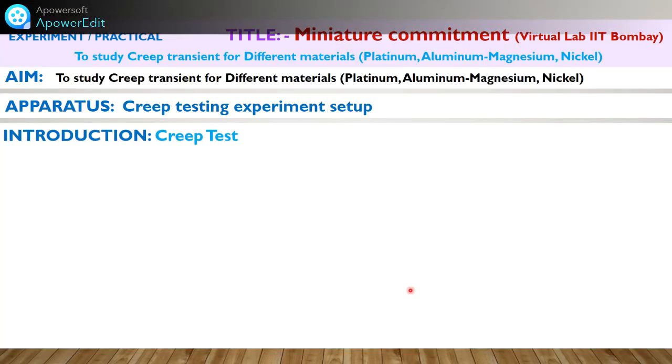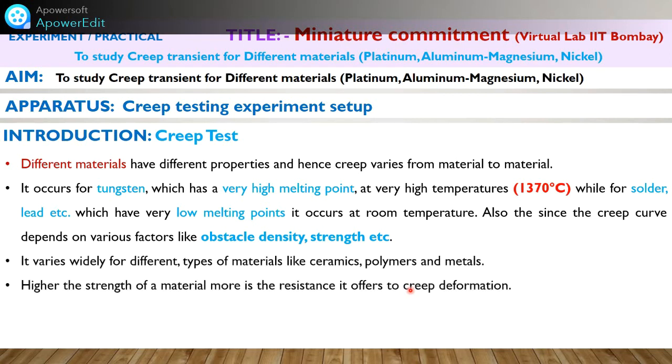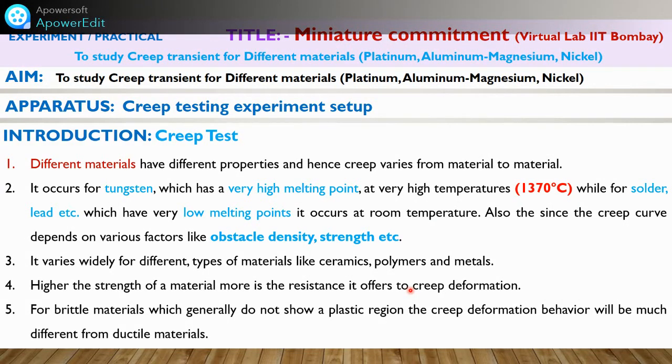Introduction to creep test. 1. Different materials have different properties and hence creep varies from material to material. 2. It occurs for tungsten, which has a very high melting point, at very high temperatures, while for solder, lead etc., which have very low melting points, it occurs at room temperature.